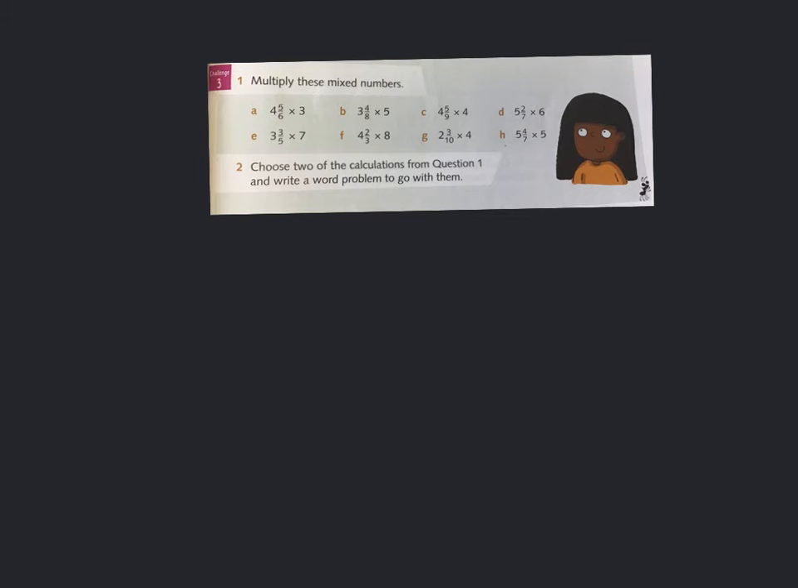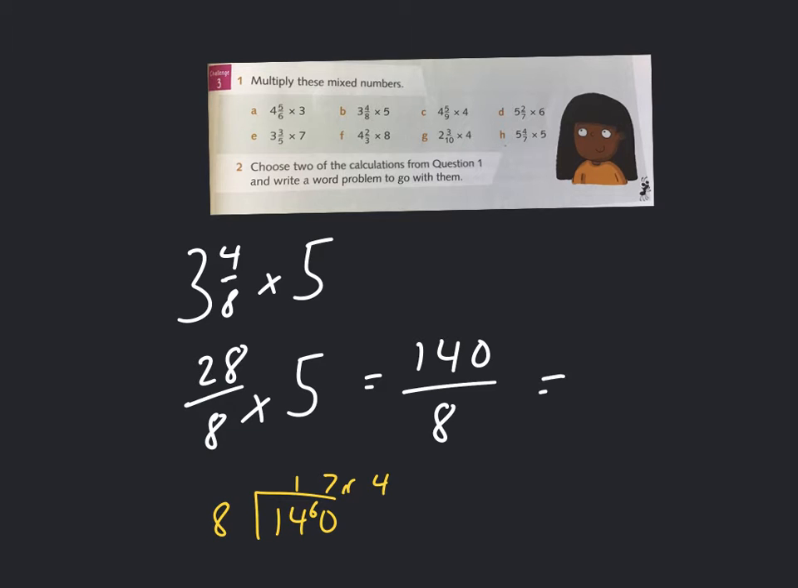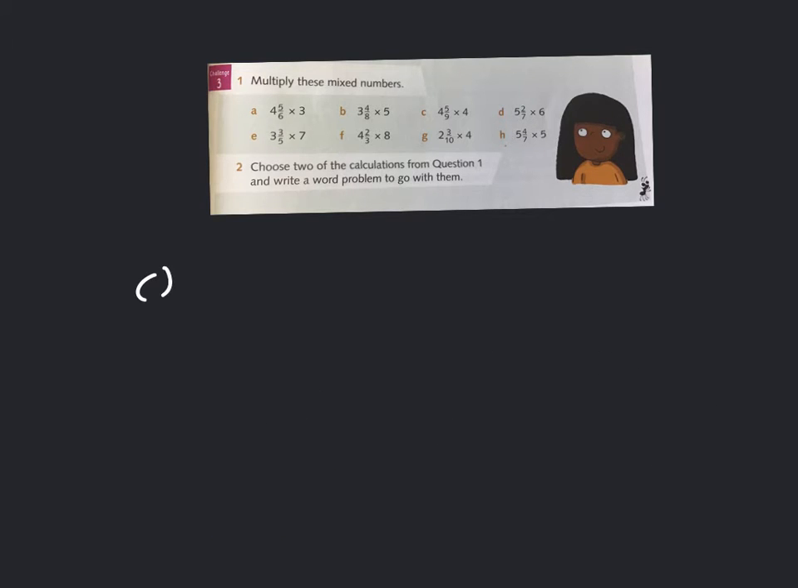Question B, 3 and 4/8 times 5. Well, 3 8s are 24 plus 4 is 28. So 28/8 times 5. 20 times 5 is 100 and 8 times 5 is 40. So I've got 140/8. And I'm going to divide that. That gave me 17 remainder 4, which means my answer is 17 and 4/8, or if you're simplifying it, 17 and a half.